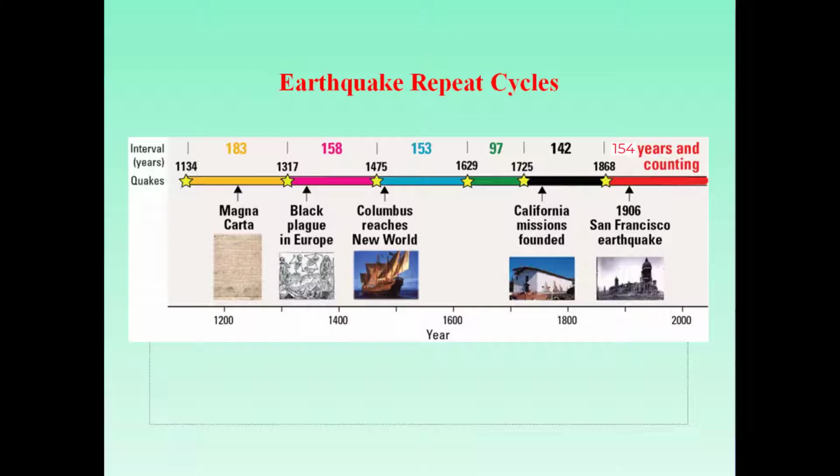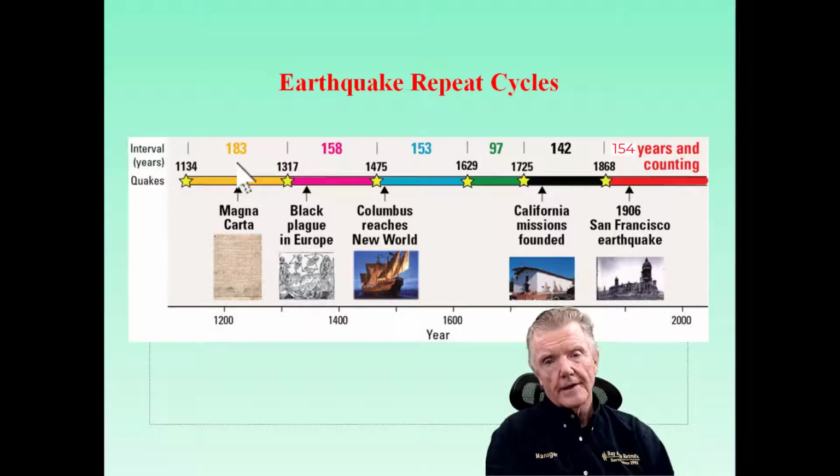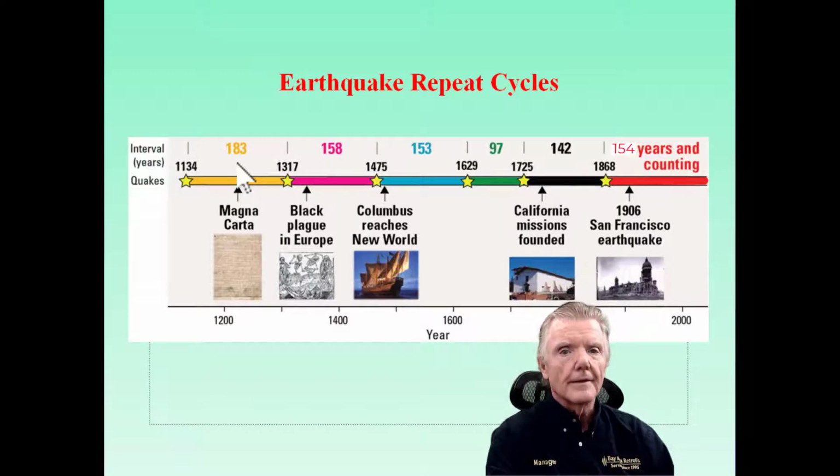So what this graph tells us is the time span between the big earthquakes. So between 1134 and 1317, it was 183 years. And by the way, they figured this out by going to the Hayward Fault and digging lots of trenches, and when they dug the trenches, they could tell when the big earthquakes were, and the distance between the times.